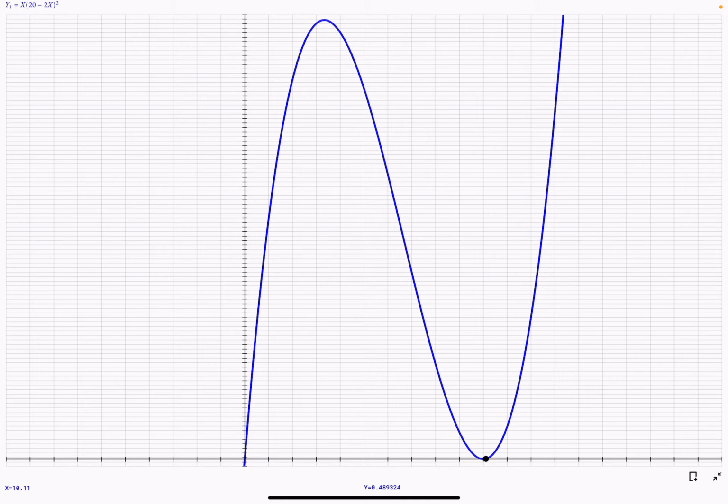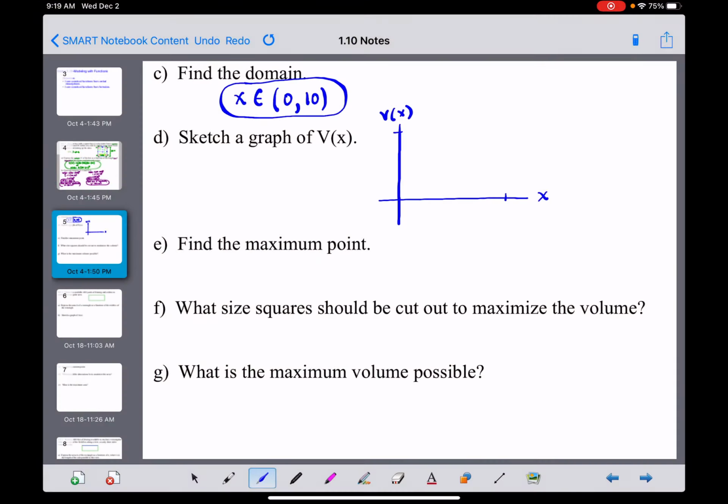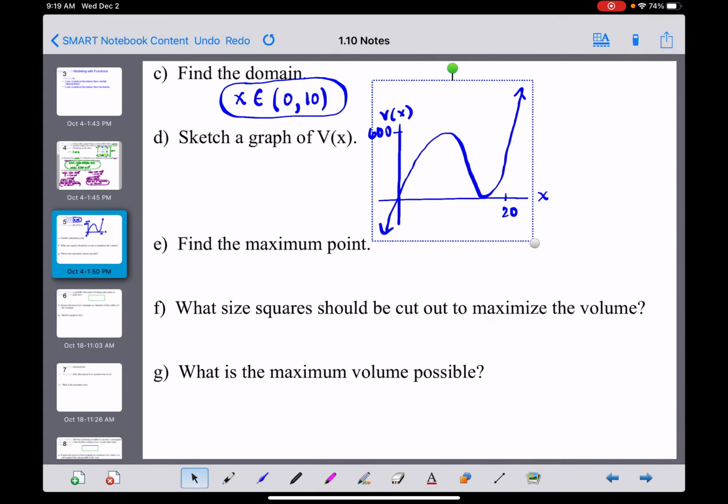And down here, it's touching down here at 10. That's that domain. Notice it's 0 and 10 because I want the volume to be positive. But again, I can't cut out too much even though it continues on. So that's what we're going to kind of sketch here. So we're going to sketch that I went out here to 15 or 20. I went up here to 600. And then we're just going to sketch what this looks like. So it comes up, comes down, and then bounces back up. So that's the expectation of what I'm going to want you to sketch.